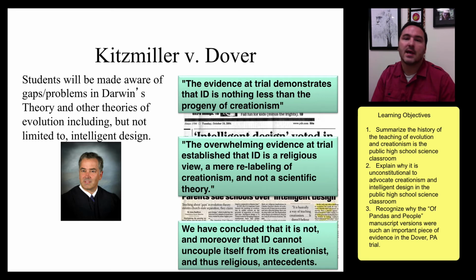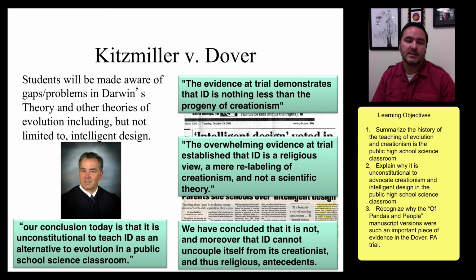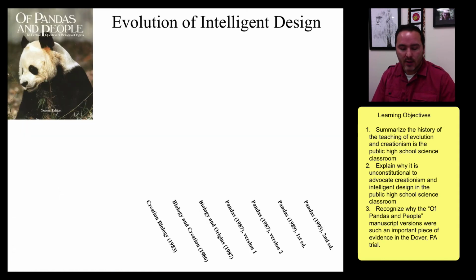It's not exactly the same, but it's close enough that he can rely upon the Supreme Court decision from Edwards v. Aguillard and basically say it's unconstitutional to teach ID as an alternative to evolution in a public school science classroom. Now, one of the main pieces of evidence that helped the judge make this decision was exactly this textbook that was placed in the libraries, called Of Pandas and People. The plaintiffs summoned all of the different versions of this textbook, and here they are listed across the bottom.